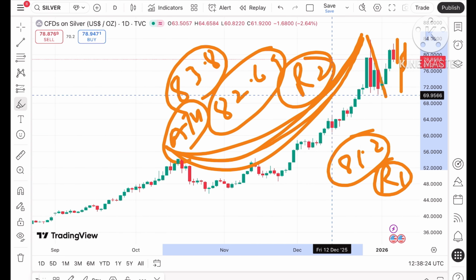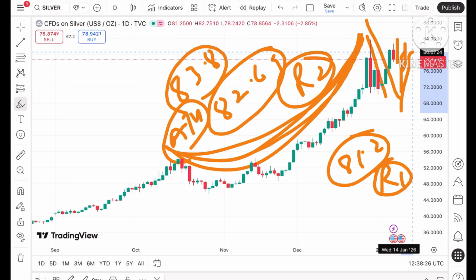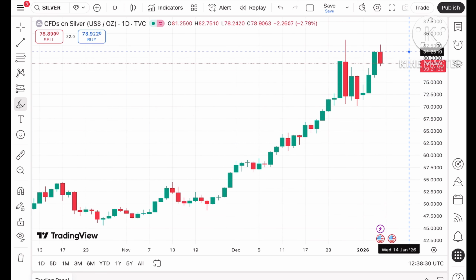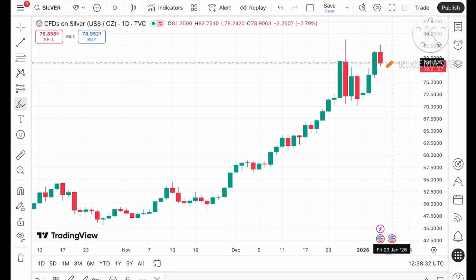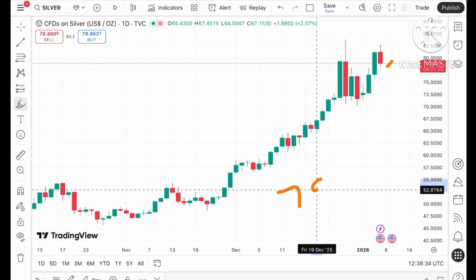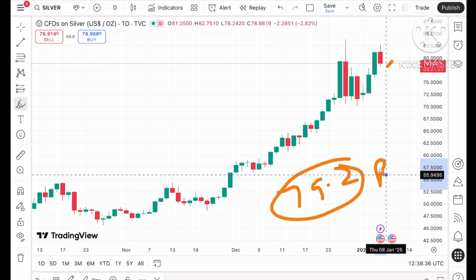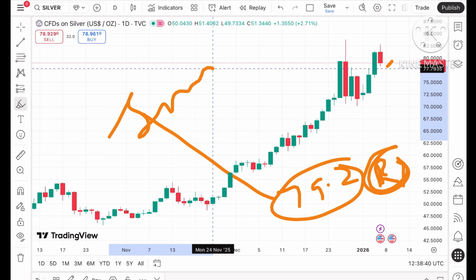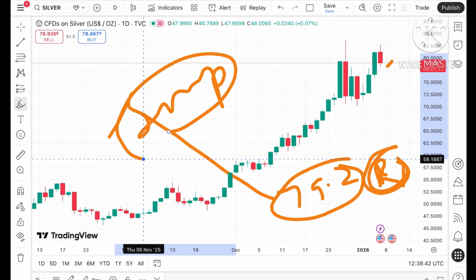See, this is a clear U pattern formed. After that there is a downfall, and if the price keeps rising above this level, a further upside can be seen. So what you have to do is, if the price keeps moving above $79.2, which is a resistance one and a very important level, keep this in mind, that if the price sustains above this level, we can see a further upside.